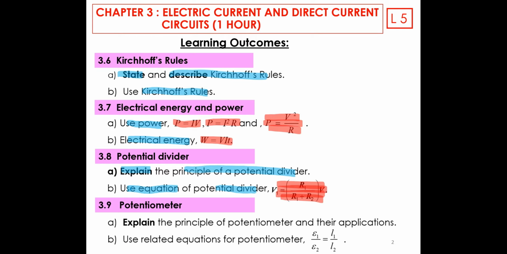Next subtopic is 3.9, potentiometer. The first outcome is you need to know how to explain the principle of potentiometer and their applications. And second is use related equations for potentiometer, which is EMF 1 over EMF 2 equals L1 over L2. How to use all the equations, you can apply it in tutorial mode.